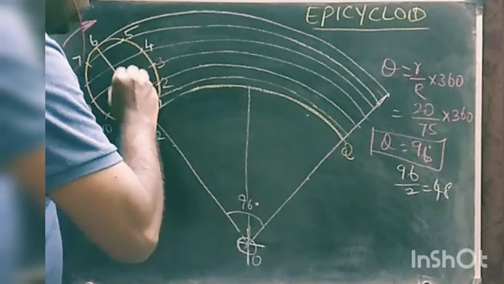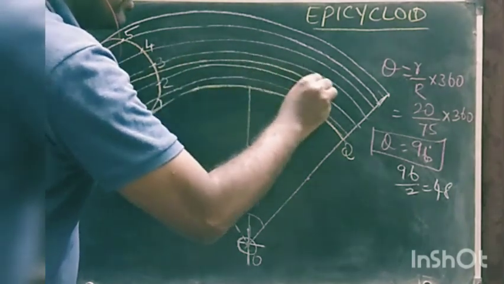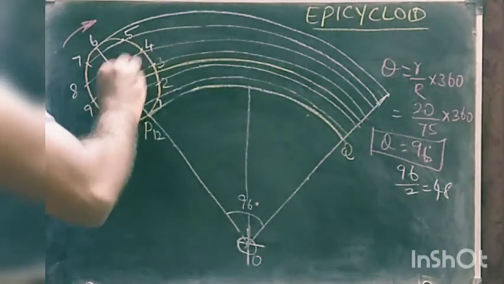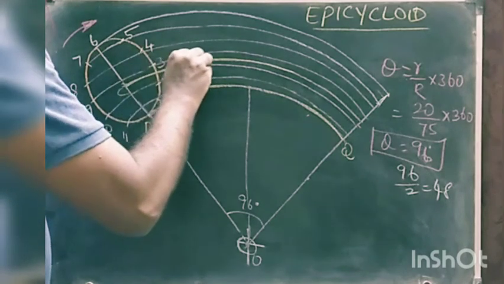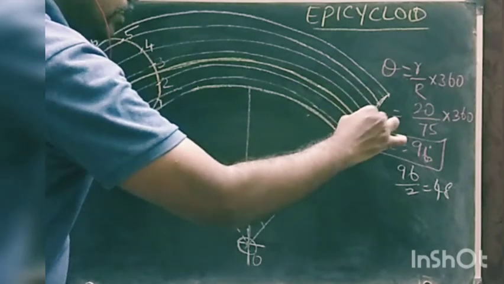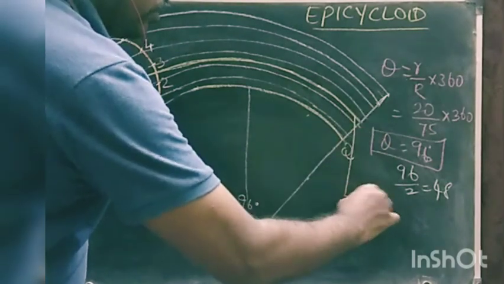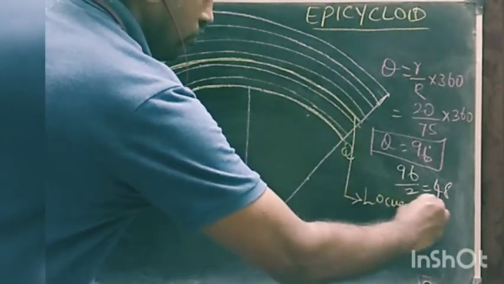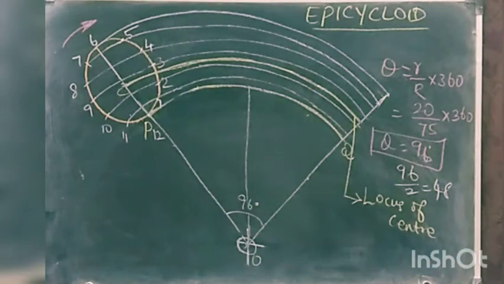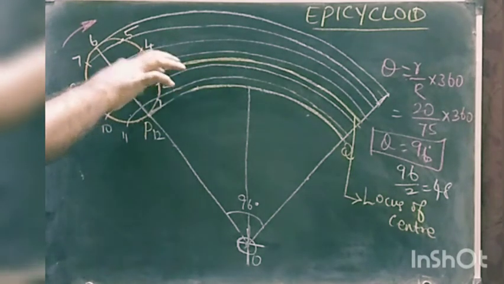Guys, this is very important, viewers. This particular arc plays a major role in drawing this problem. We are going to call it the locus of center, as we have seen in the cycloid also. For your understanding, I am drawing it a little bit darker here. This particular one is called the locus of center. This is the main part of the curve. This locus of center is very important for doing this problem.